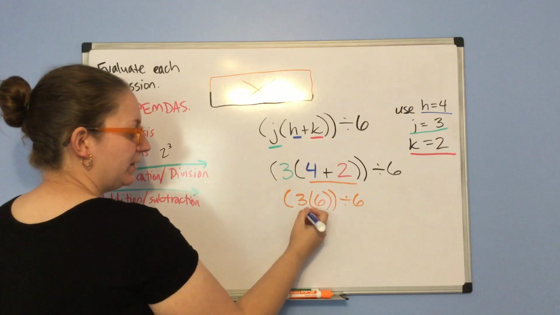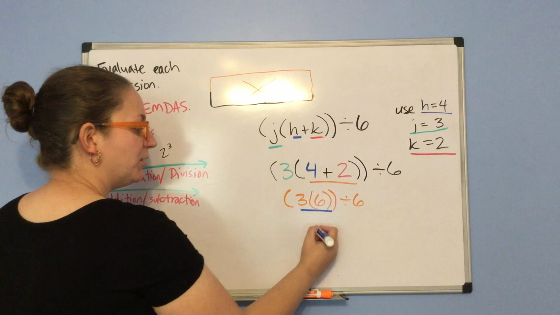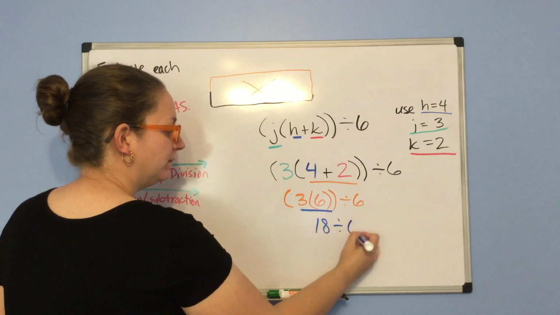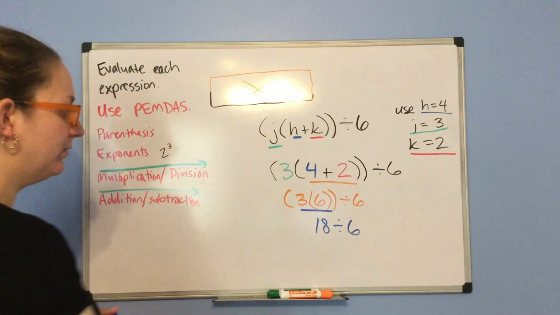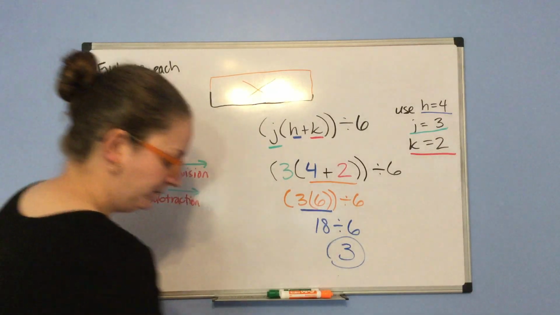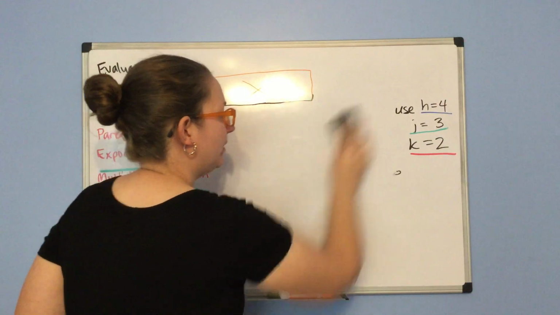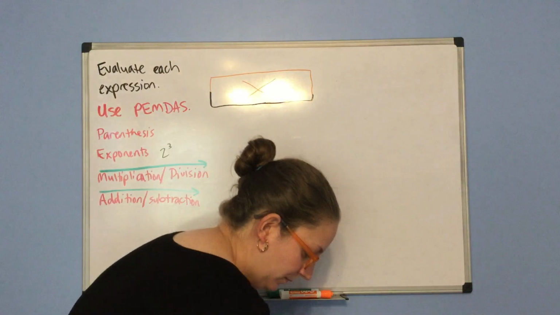Let's finish off our parentheses stuff here. 3 parentheses 6 means 3 times 6. Multiply, which gives me 18. And then to finish it off, 18 divided by 6 is 3. Let's try one more. It's going to be another one where we sub some values in.